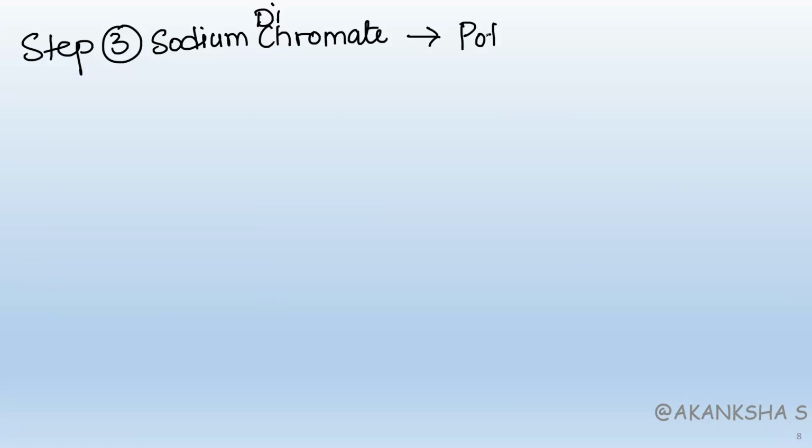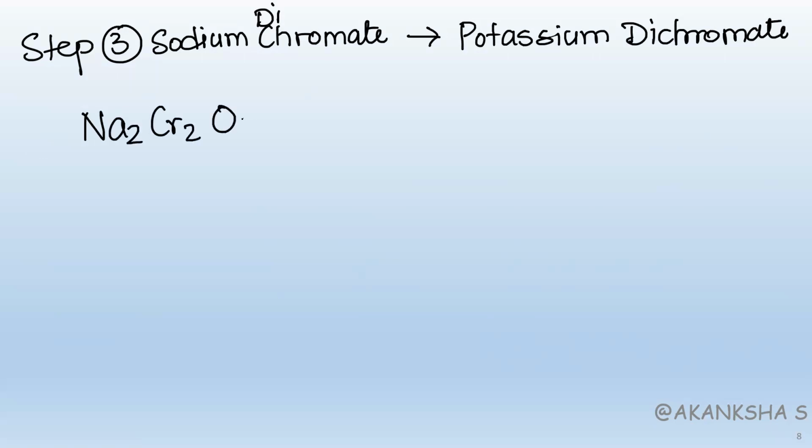Step number 3 is now handing over the dichromate to potassium. So finally, chromate is able to go and attach potassium. We are going to take sodium dichromate, and we are going to proceed with our final product, that is potassium dichromate. And it's relatively simple. Na2Cr2O7. And what are you expecting out of it? You are expecting potassium dichromate, K2Cr2O7.